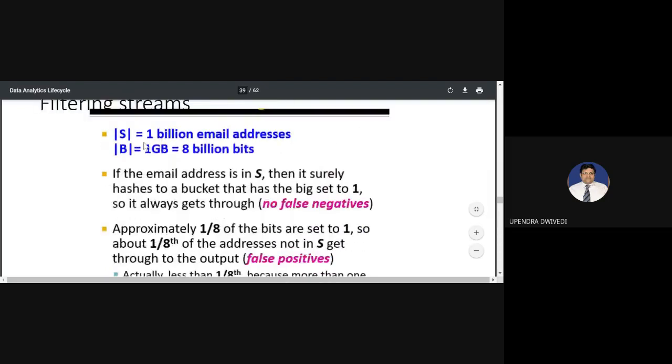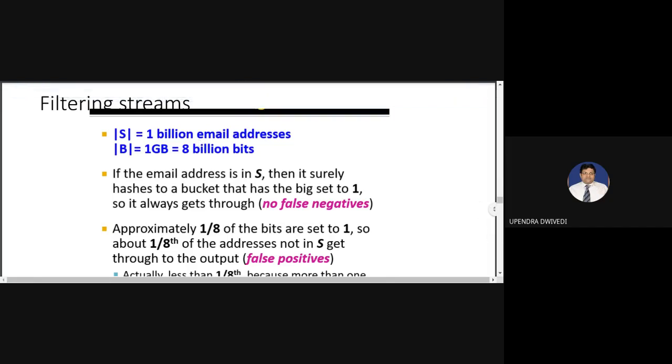Here we are taking a set of keywords of 1 billion email addresses. These are the keywords, the addresses, that we are trying to filter out from the email. Suppose these are spam email addresses, or suppose these are desired email addresses. It can be anything. So this is our set of keywords, capital S, and our bit array is defined as 8 billion bits. So we have 8 billion locations in the bit array to fill out the information. We'll initially set all 8 billion bits to zero.